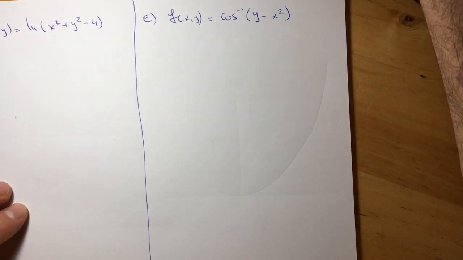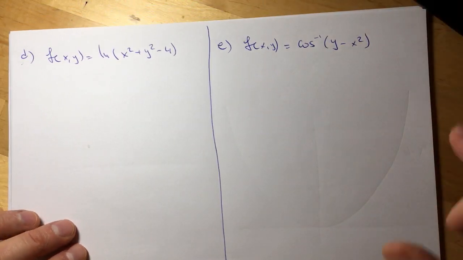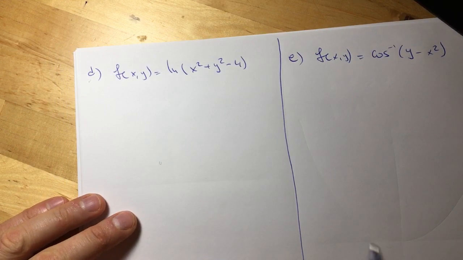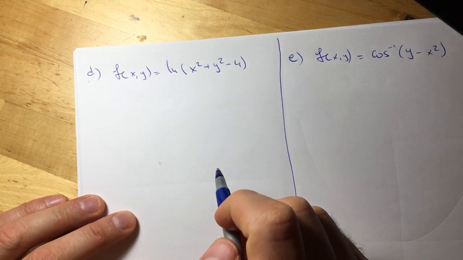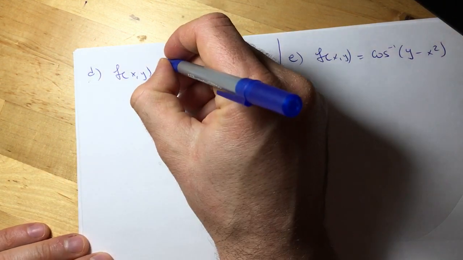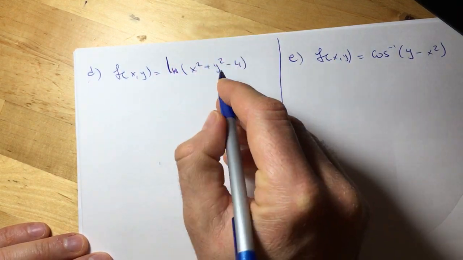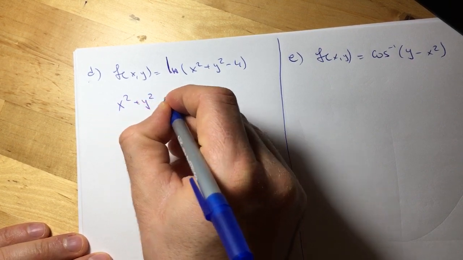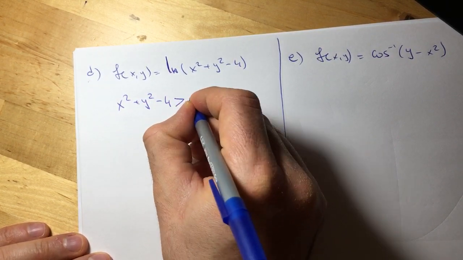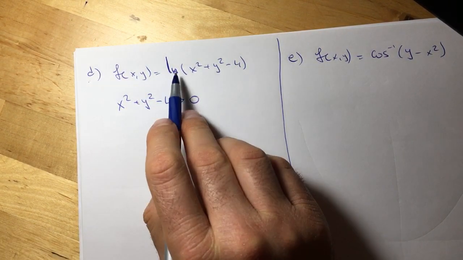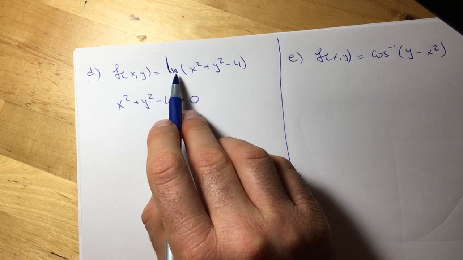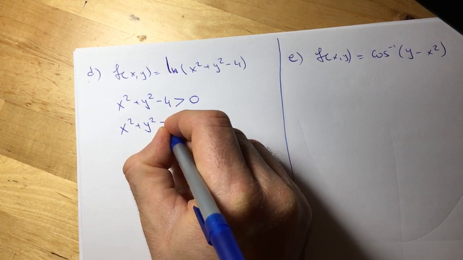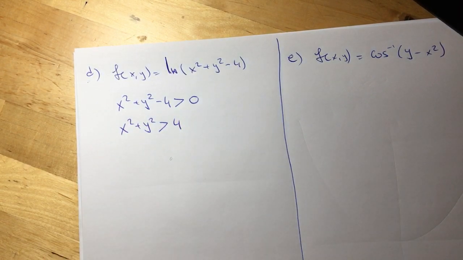Okay. Next exercise is find the domain of the function y is equal to ln of x squared plus y squared minus 4. First of all, what is the function? The function is the ln function, so this expression here has to be what? X squared plus y squared minus 4 has to be strictly greater than 0, because the ln function is not defined at 0. Or in other words, x squared plus y squared has to be strictly greater than 4.